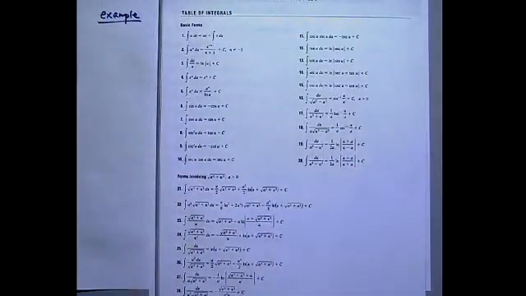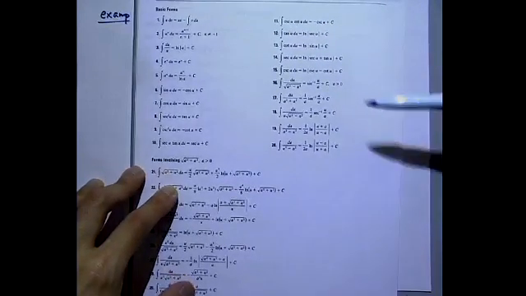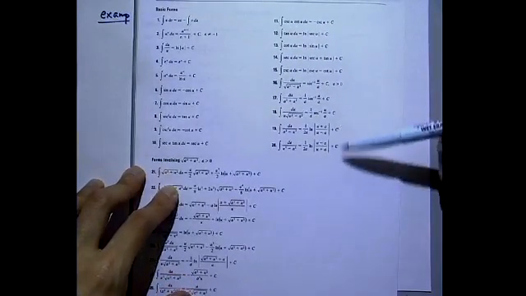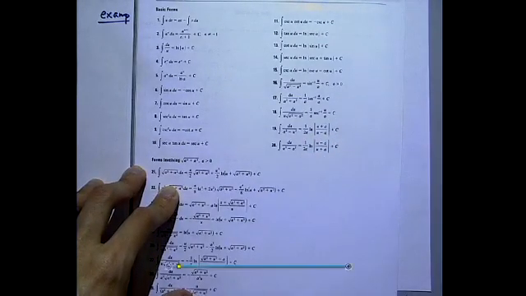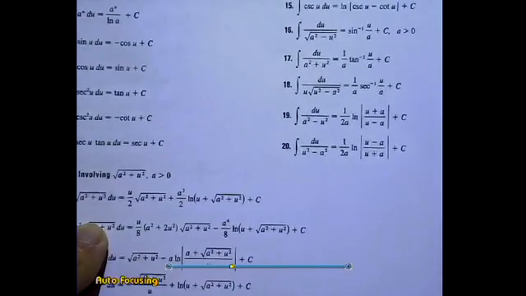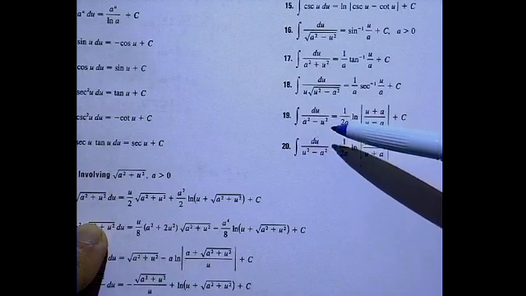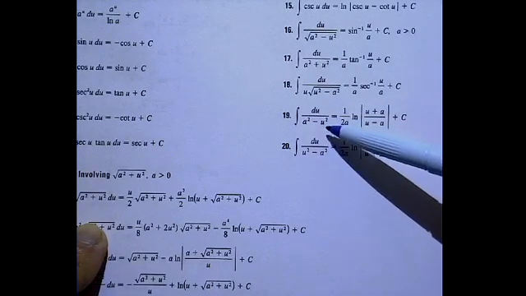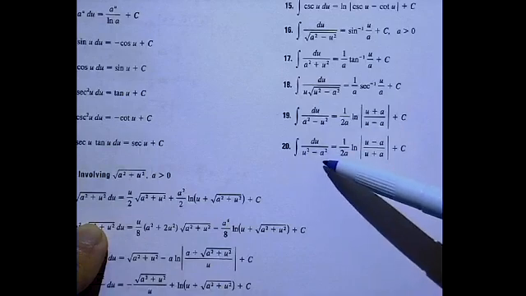When you do your homework, everything you need is here. It's one of these 120 integrals. So look at entries 19 and 20. Let me blow this up a little bit. There we go. Look at entry 19 here: a constant squared minus u squared, variable squared. And 20 is a variable squared minus a constant squared.